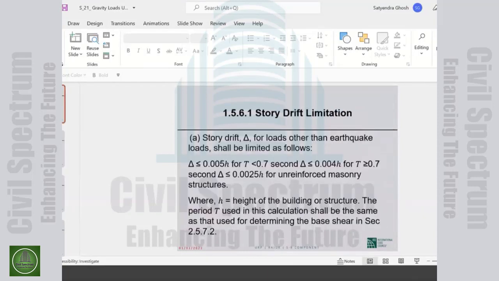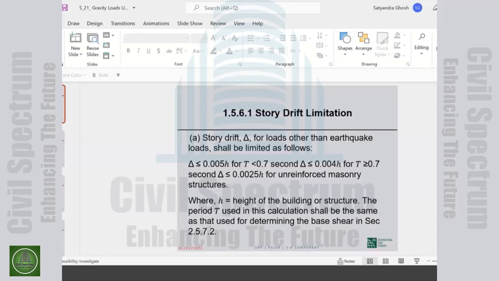But he is saying that according to BNBC 1.5.6.1, H is the height of floor. I copied from BNBC: H is height of building structure, 1.5.6.1. I can verify that. I have BNBC right here. 1.5.6, sorry.